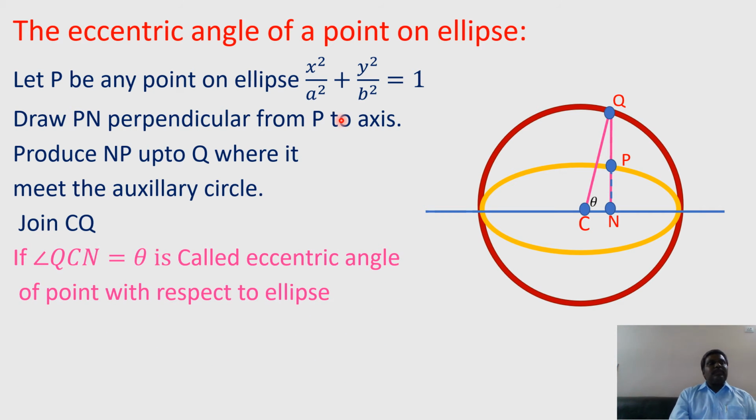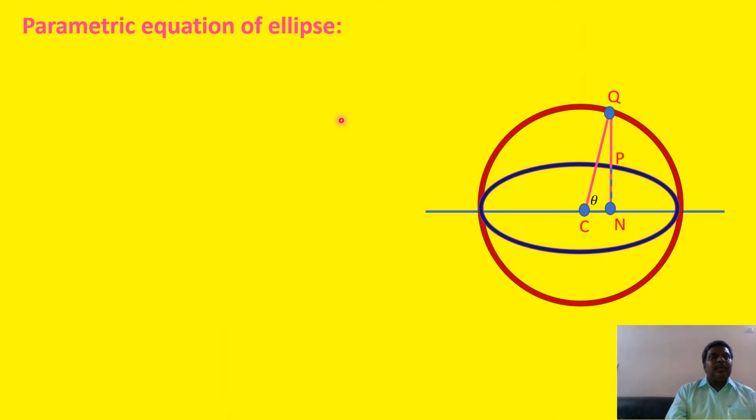Now, angle QCN is theta. That theta is called the eccentric angle of the point P with respect to the ellipse. Now, how to derive the parametric equations of the ellipse? Same story. This is my point P on the ellipse. We are going to find the parametric equations of this ellipse. P is any point on the ellipse. Draw PN perpendicular from P to the axis. Produce NP up to Q where it meets the auxiliary circle. Join CQ. Then angle QCN is theta.